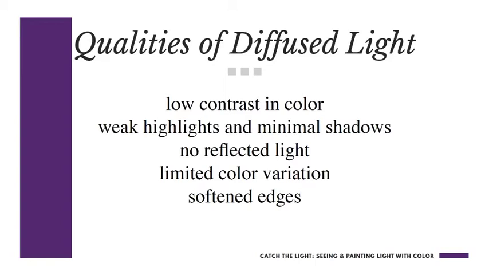You're going to get fairly weak highlights and minimal shadows. So color areas will appear flat rather than having a lot of dimension. There isn't as much deep space or illusion of deep space when you have very diffused light. Because the light is diffused, there's very little to no reflected light bouncing around, another contributing factor to that flat sense of color. There's a limited variation in color, so the hues themselves will be closer together. You'll have softened edges and minimal to no shadows.